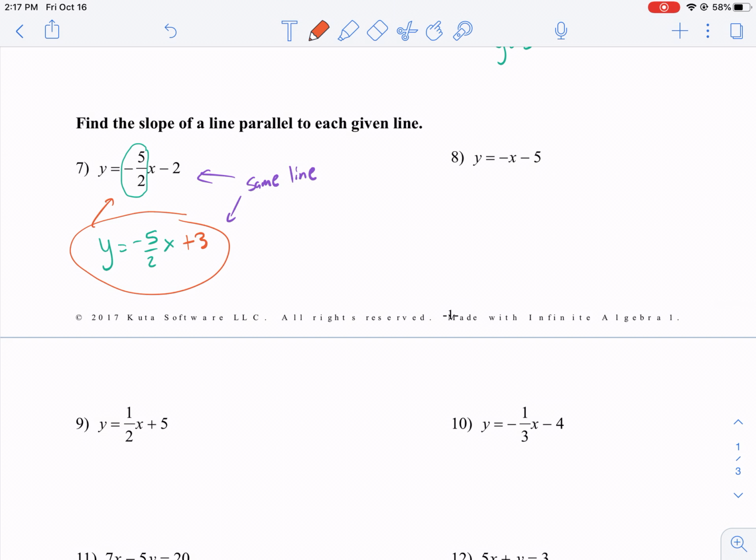If you don't remember, parallel lines have the same slope, different y-intercept. Perpendicular lines have opposite reciprocal slopes, and the y-intercept doesn't really matter. And then the same line obviously has the same slope and the same y-intercept, but that's not the case for this particular worksheet. We're just worried about parallel lines and perpendicular lines.